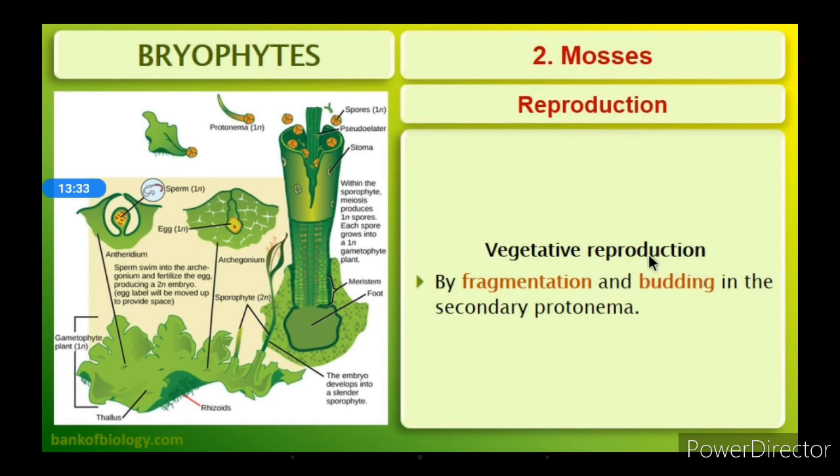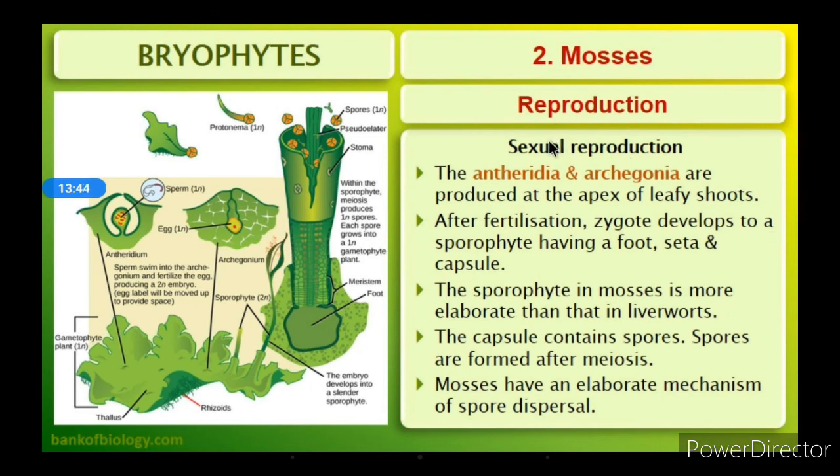Then reproduction: vegetative reproduction is by fragmentation and budding of the secondary protonema. We already know what fragmentation and budding are. Then what about sexual reproduction? Here also the male part is known as antheridium and the female part is known as archegonium or archegonia, produced at the apex of leafy shoots. After fertilization, that means after fusion of the sperm and egg, it gives rise to zygote, and zygote will not undergo meiosis directly. They will develop a structure which is known as sporophyte.